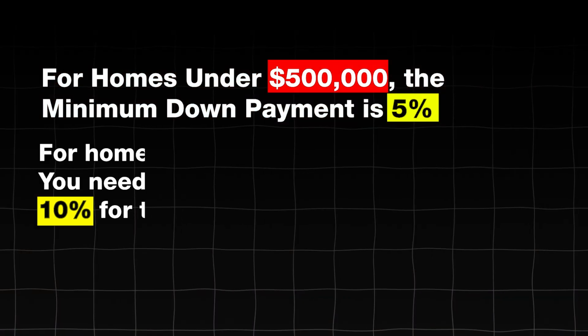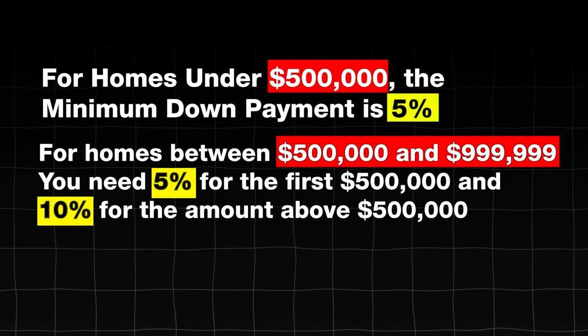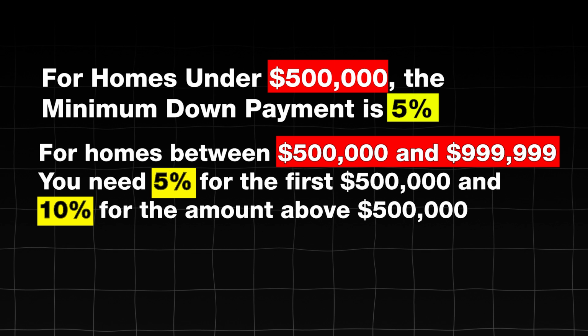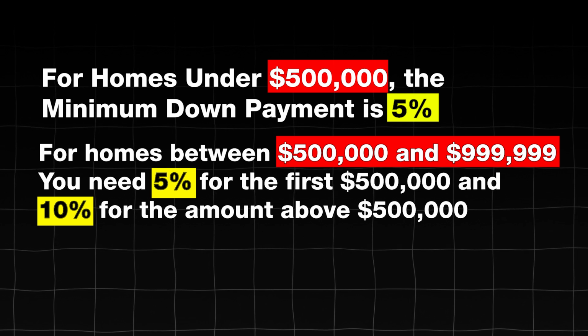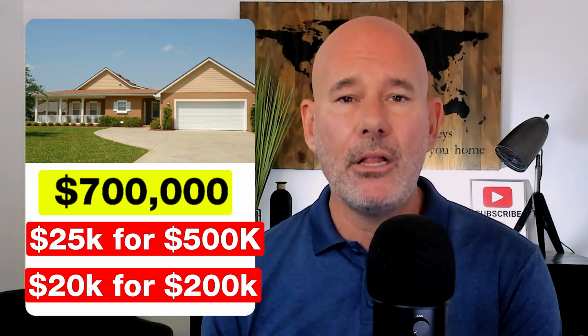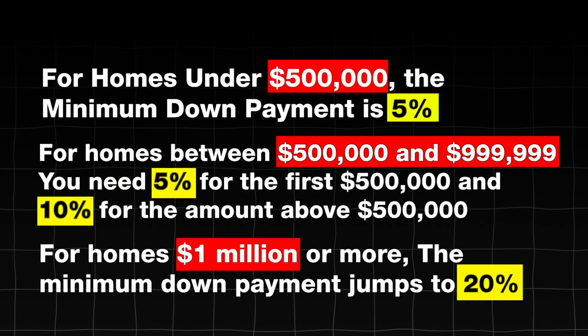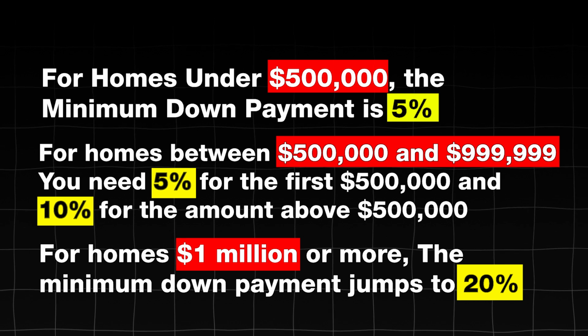For homes between $500,000 and $999,999, you need 5% for your first $500,000 and 10% for the amount above $500,000. So if you're buying a $700,000 home, you'll need $25,000 for the first $500,000 and another $20,000 for the remaining $200,000, totaling $45,000. Now for homes of $1 million or more, the minimum down payment jumps to 20%. So a $1.5 million home requires at least $300,000 down.